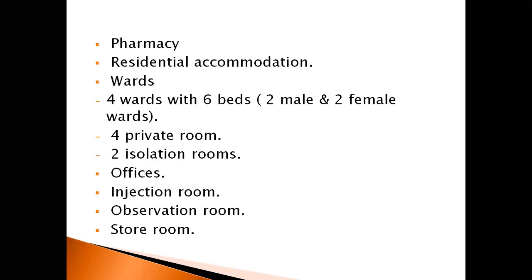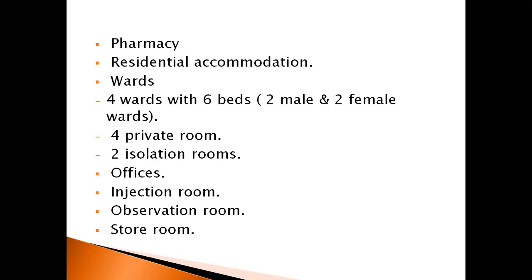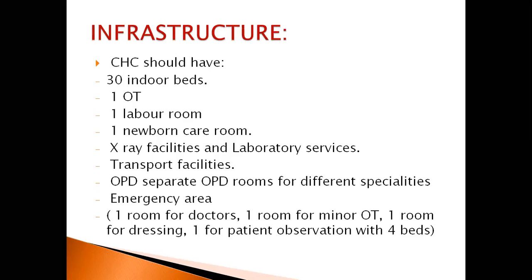Then offices need to be there. Injection room: it is where, if anyone needs to get any form of injection or even vaccines for the children, they are given in the injection room. Then they have an observation room and a storeroom. In the storeroom they will keep all the articles required for the CHCs. So these are the minimum infrastructure that a CHC should have.